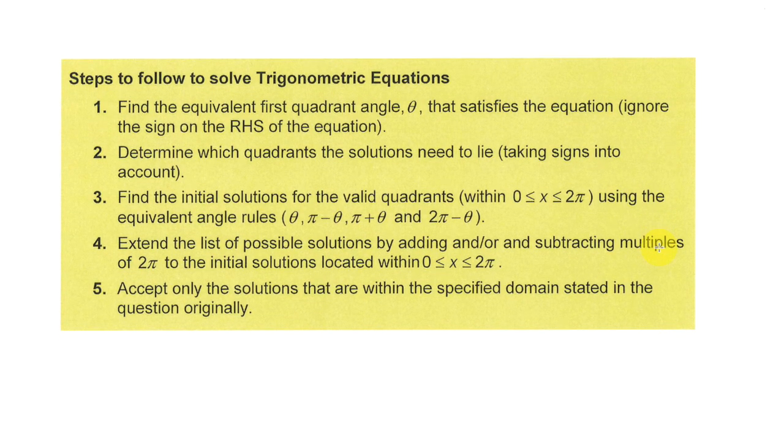Now, whenever we're solving trigonometric equations, these steps will become really clear when you do the first problem or few problems. First thing you need to do is find the equivalent first quadrant angle theta that satisfies the equation. We did that and found that the first equivalent angle was pi on 3. We then need to determine which quadrants the solutions need to lie in, taking the signs into account.